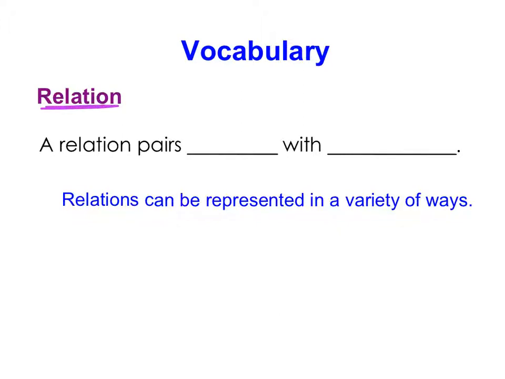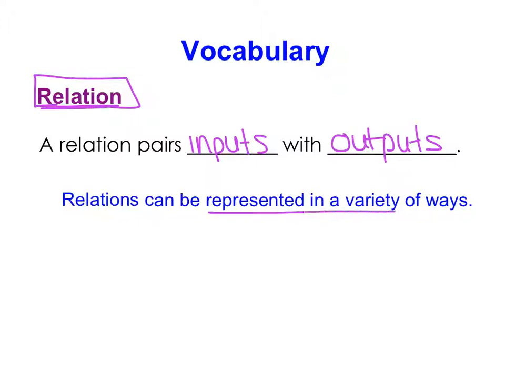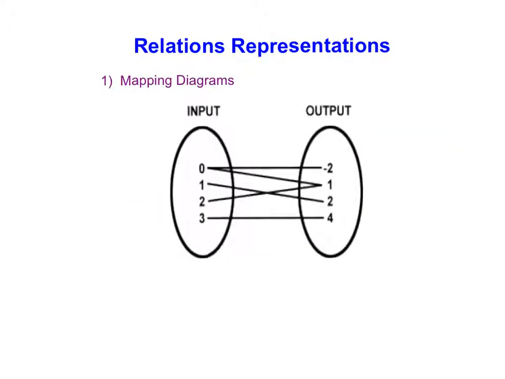And a relation pairs input values, so inputs, with outputs. So in math, we have a lot of inputs and outputs that get paired. Anytime we do that, we are describing what's called a relation. And a relation can actually be represented in a variety of ways, and we're going to look at 5 ways specifically. So the first way that a relation can be represented is by using a mapping diagram.